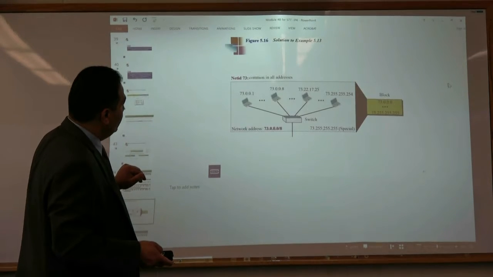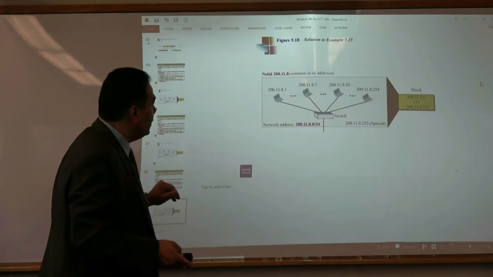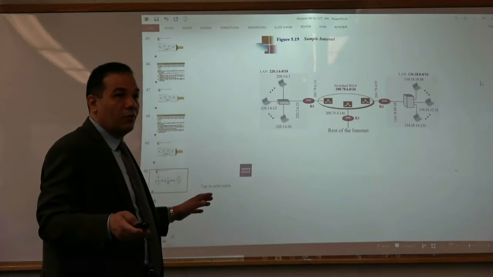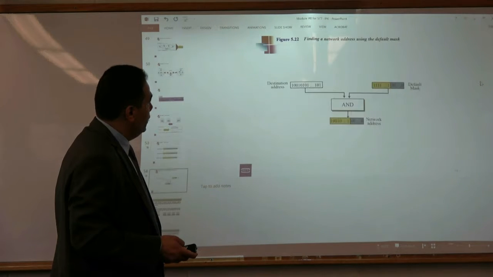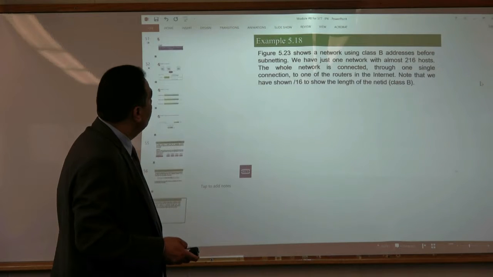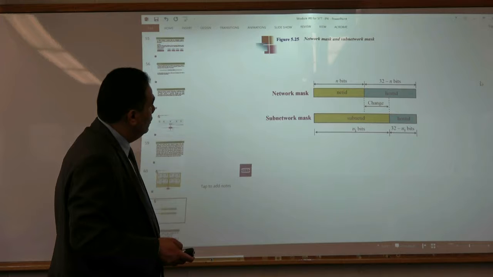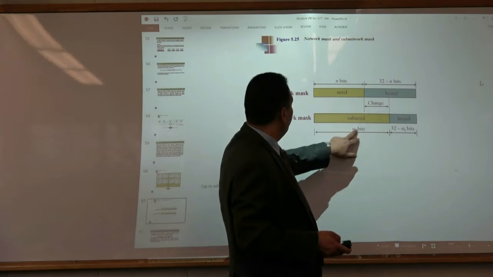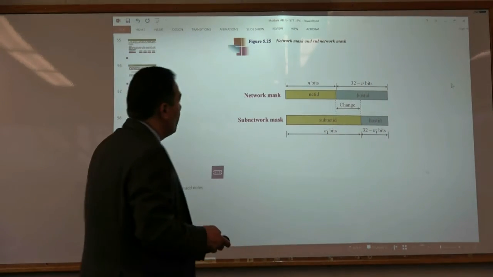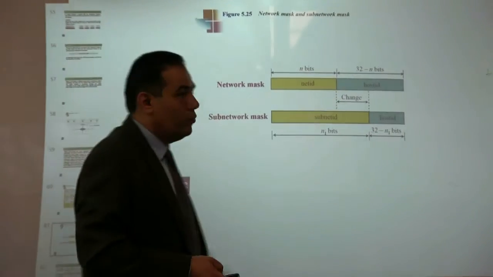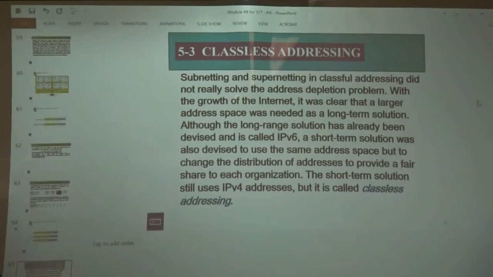Then I think last time we spoke about supernetting and subnetting, how to make the network bigger and smaller. Let me remember where we started. So here, what we are doing is subnetting, right? We make the network address bigger. And we spoke about the purposes for that.